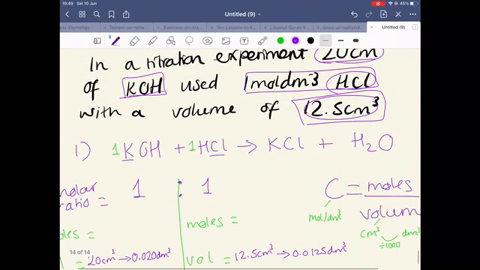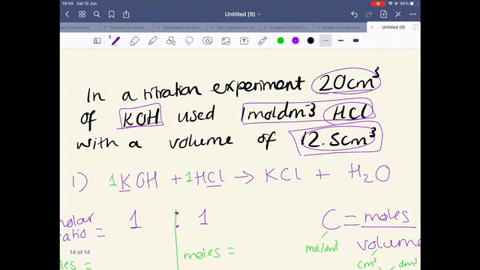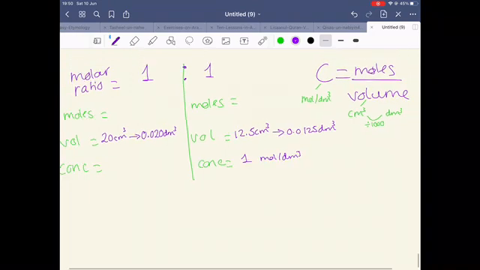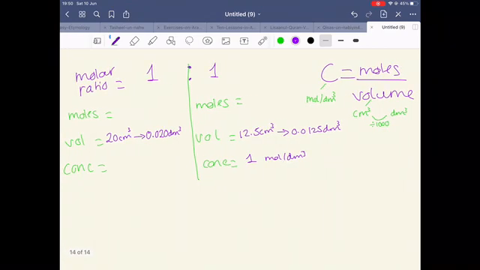Let's see if I can find the concentrations. I only have the concentration of the HCl, which is 1, a nice easy number. So 1 mole per decimeter cubed is the concentration of the acid, and I'm just going to write that under the acid column. Looking at the question, they haven't given me a concentration of the alkali. That's because they want me to work it out. So you can see which side is more complete, the right, so we're going to use the right side numbers to find the moles.